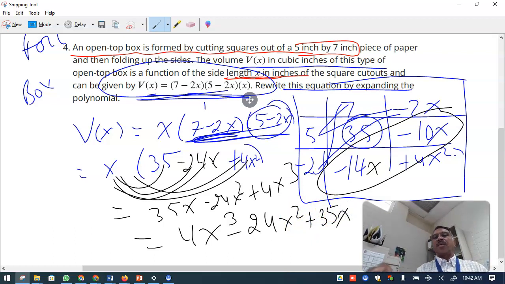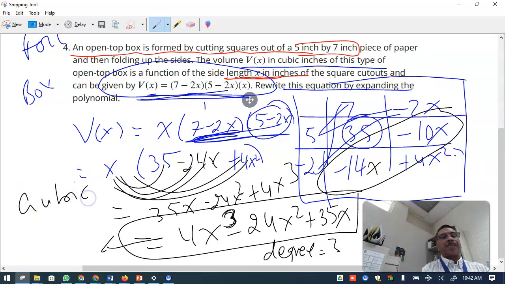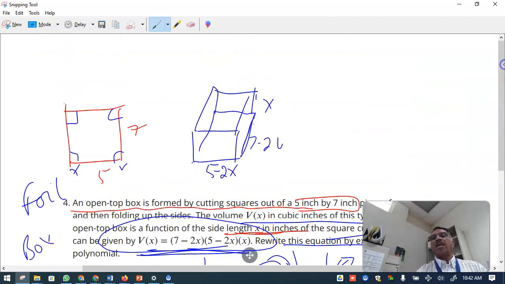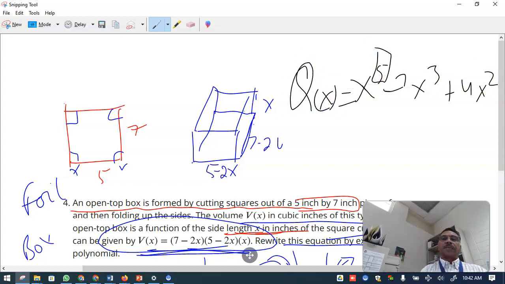That's all you're supposed to do, expanding that polynomial function. The greatest exponent is 3, so we say the degree is 3. This is called a cubic polynomial. So I hope that helps you understand what is quartic, what is cubic, and sometimes it is quintic. If you have x raised to 5 minus 7x cubed plus 4x squared, anything like this I can call quintic because of the degree.